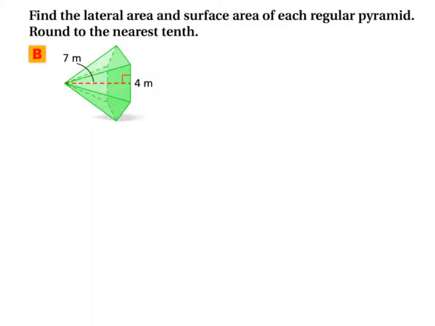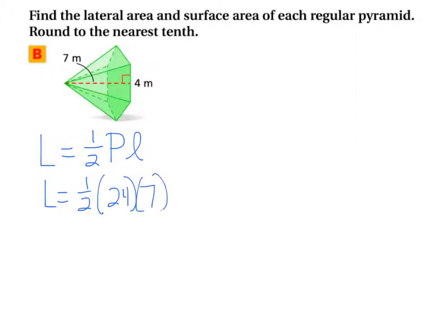So part B. Part B, we want to find the lateral area. Now right here we have a hexagonal pyramid. So the lateral area is what? It's 1/2 the perimeter multiplied by the slant height. Well, the side length is 4. So that's going to be 4 times 6, which is 24, multiplied by 7.